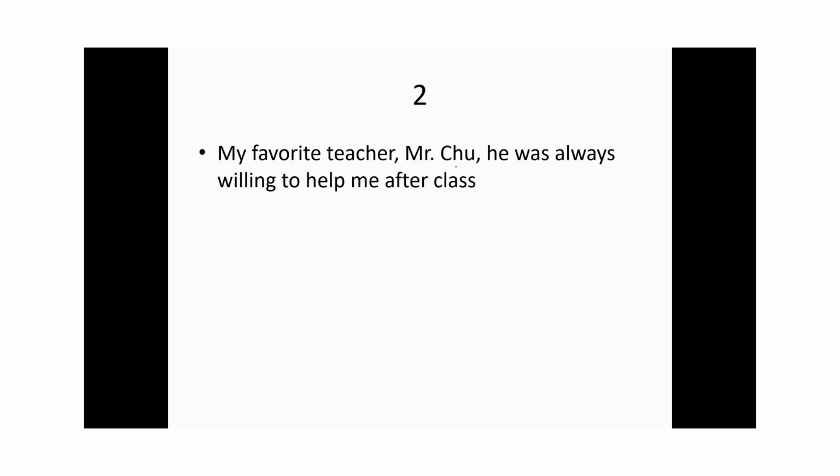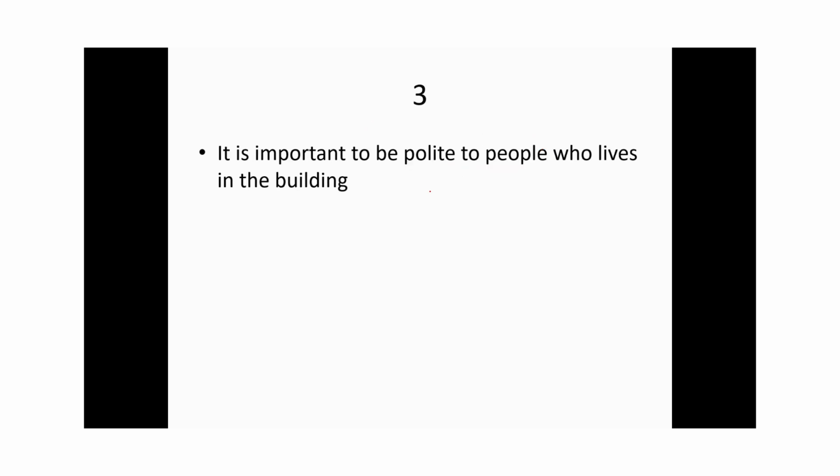My favorite teacher, Mr. Chu, he was always willing to help me after class. I have this subject, and I have this reduced adjective clause here. So it's reduced from who is Mr. Chu. But my problem is I repeat my subject here. So I'm saying the same thing twice, really 3 times. So we don't repeat a subject like that in English. So my favorite teacher, Mr. Chu, was always willing to help me after class.